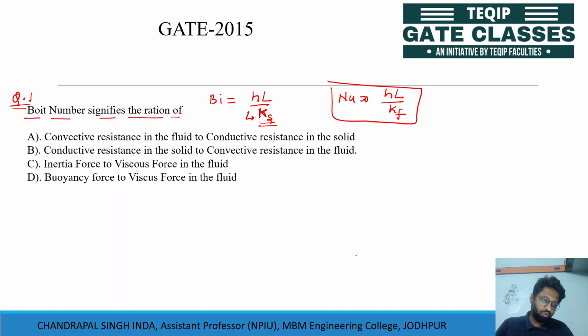So here option C is incorrect, D is incorrect. The conductive resistance in the solid to the convective resistance in the fluid. So option B is correct in this question. So let's move to the second or last dimensionless number.